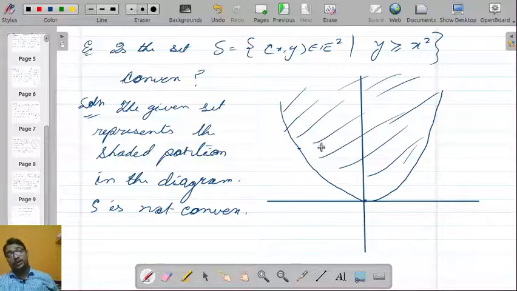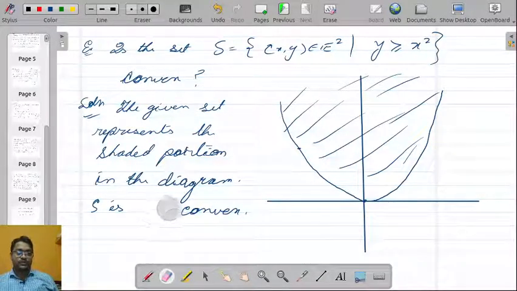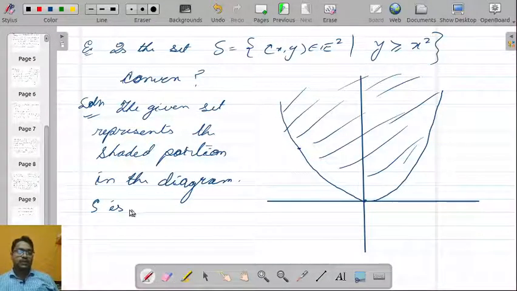Okay, so here what happens? Is it going to be convex? Sorry, it's going to be convex. Okay, and S is convex. The other way it's not convex. Okay, here it is convex. We can show it actually. So how to show this?